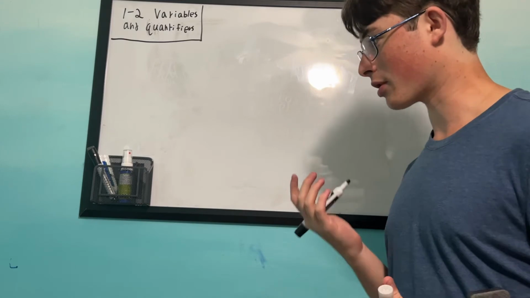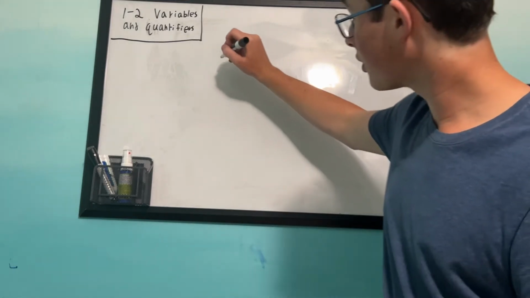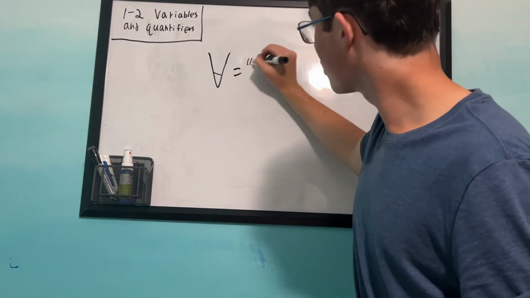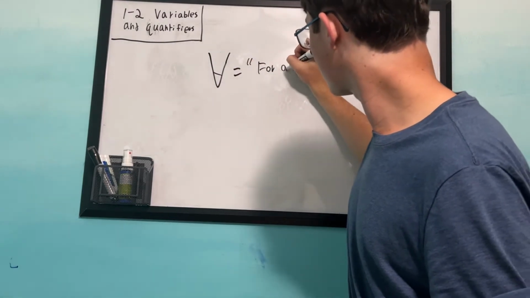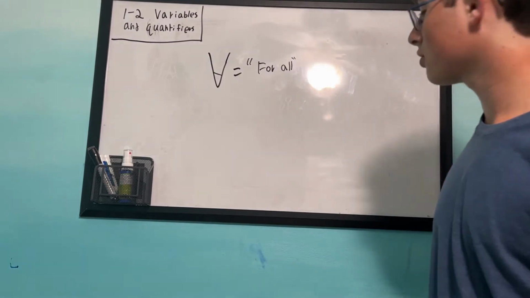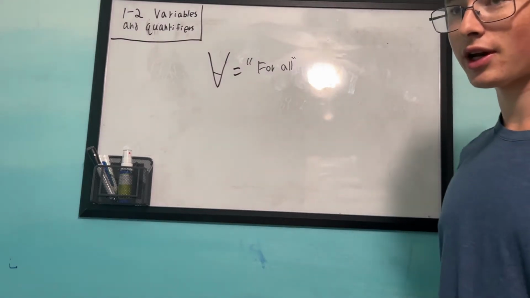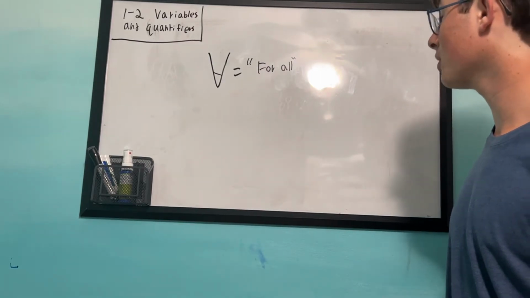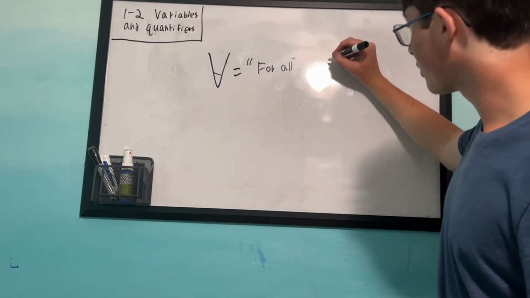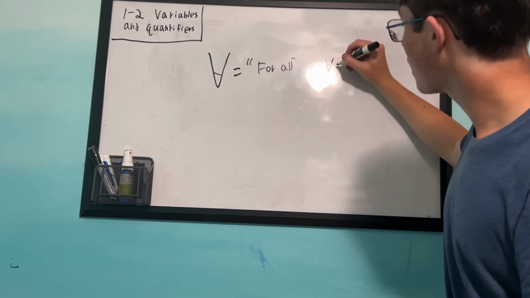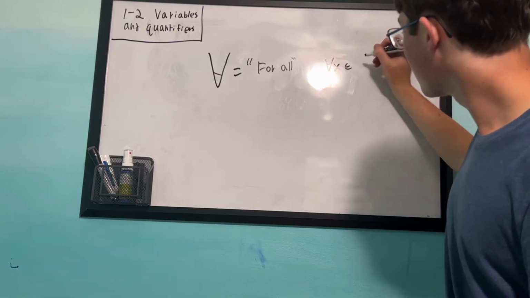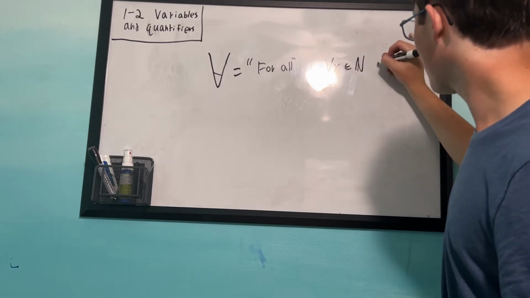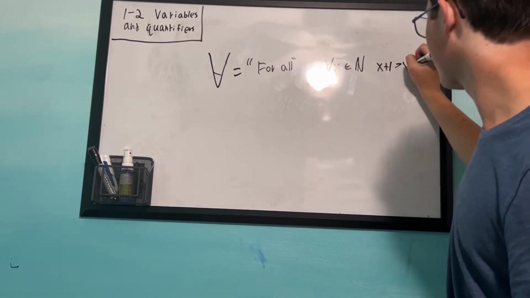And there's 3 major quantifiers. The first one looks like an upside down capital A, and it means for all. This would be used in any case where the statement's always true. So an example would be: for all x that are in natural numbers, x plus 1 is greater than x.